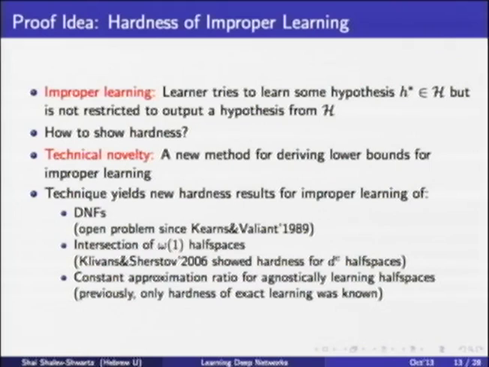And this technique actually yields new hardness results for other problems like learning DNFs, which is an open problem since 1989, intersection of little omega of one half spaces, which immediately gives a result for neural networks. It also helps for agnostically learning half spaces, so it is hard to find a constant approximation function for agnostically learning half spaces. All of this comes from the same technique of proving hardness results using average case complexity, but I will not talk about it more.